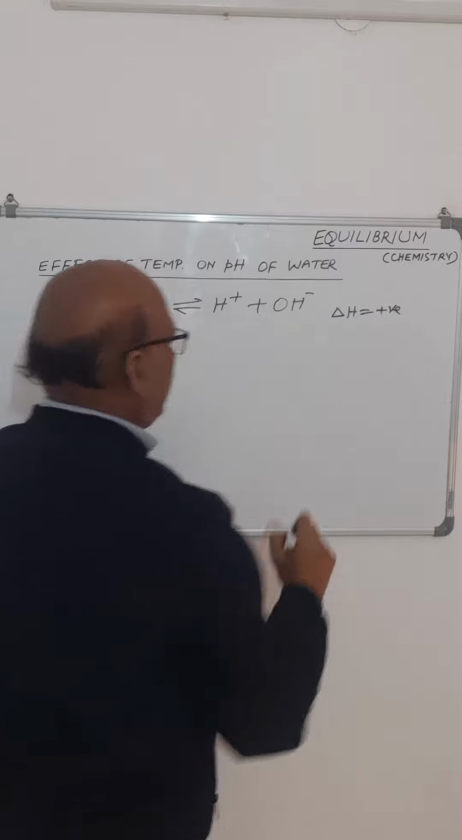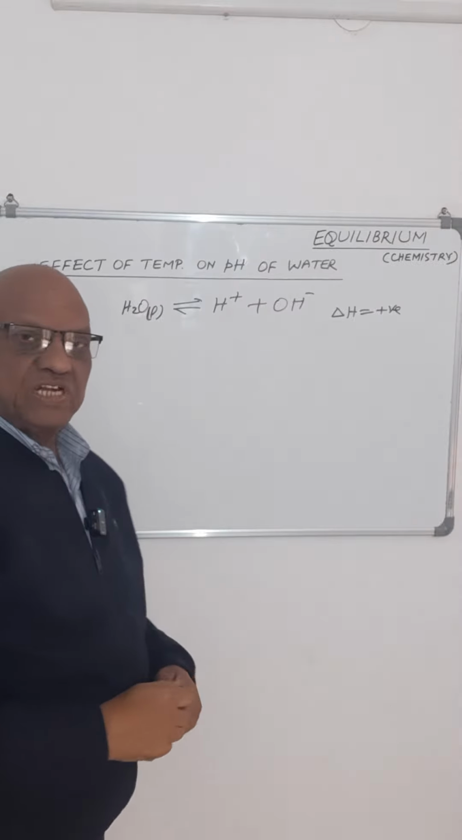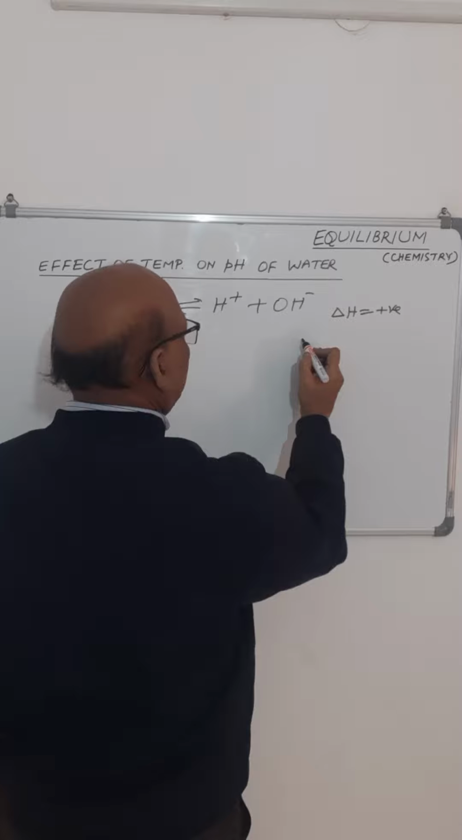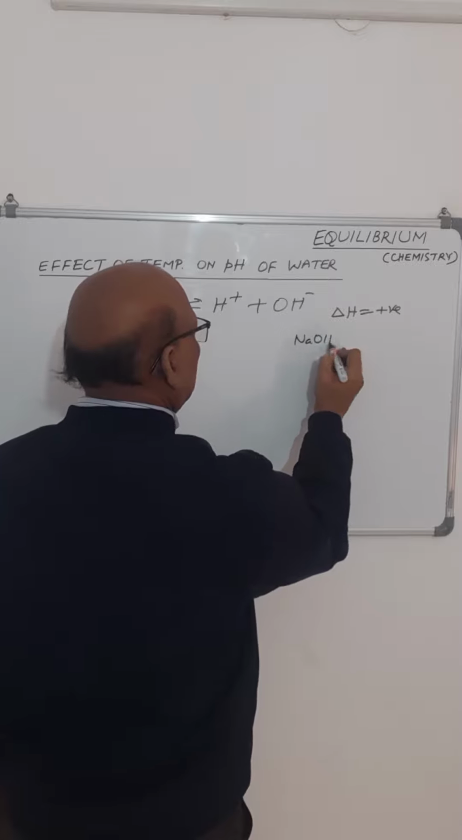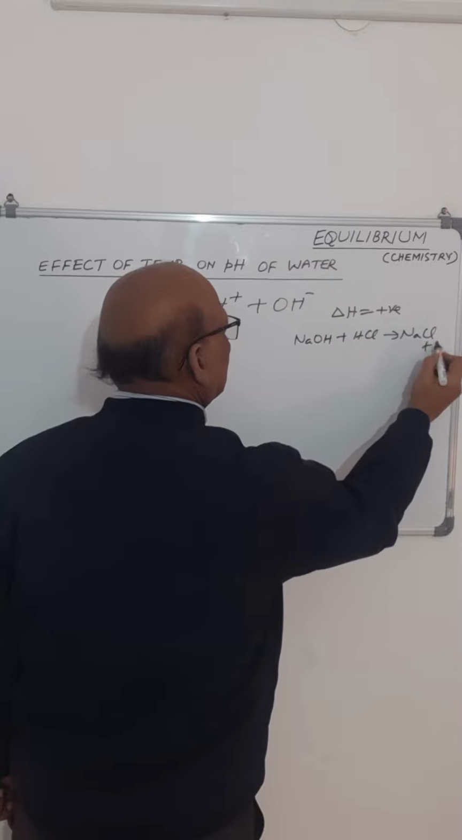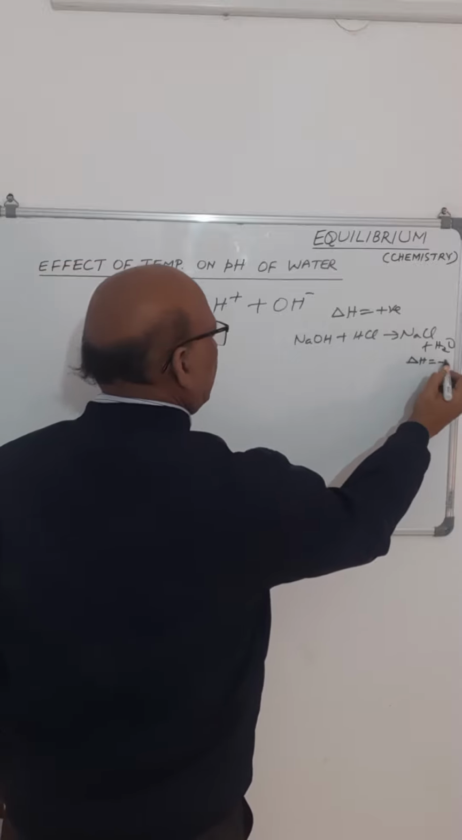That means its delta H is positive. Okay, why is this endothermic? Because we know that neutralization reaction is exothermic. जब हम किसी स्ट्रॉन्ग एसिड का स्ट्रॉन्ग बेस के साथ न्यूट्रलाइजेशन करते हैं, like NaOH plus HCl gives NaCl plus H2O. So basically this neutralization reaction is exothermic. That means its delta H is negative.